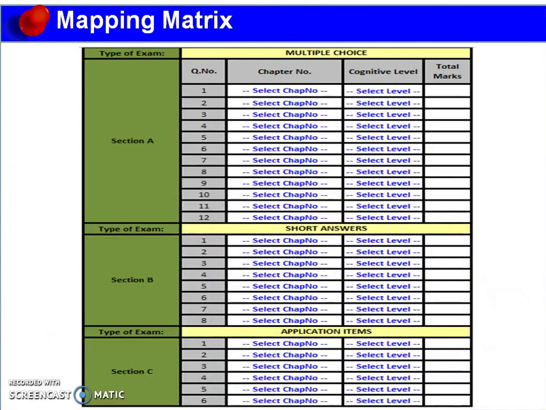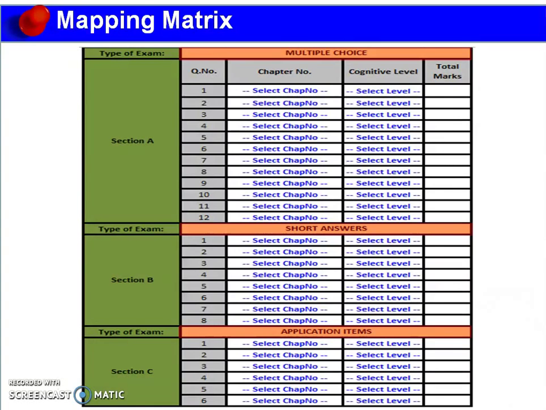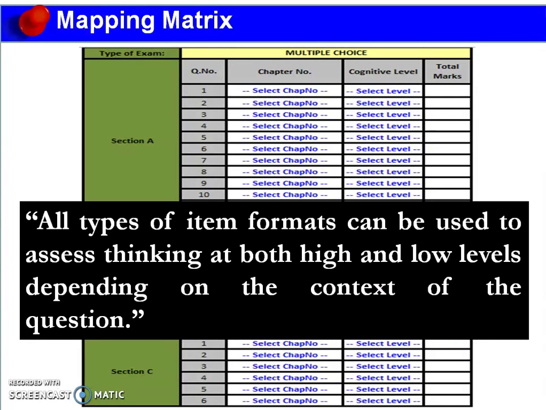Upon approval of the test blueprint, the mapping matrix as shown on the screen has to be completed before writing the test questions of the exam paper. The SMEs should design it according to the approved test blueprint. The types of exam refer to the different formats of test questions such as multiple choice, short answers, application items, and many more. It should be noted that all types of item formats can be used to assess thinking at both high and low levels depending on the context of the questions.